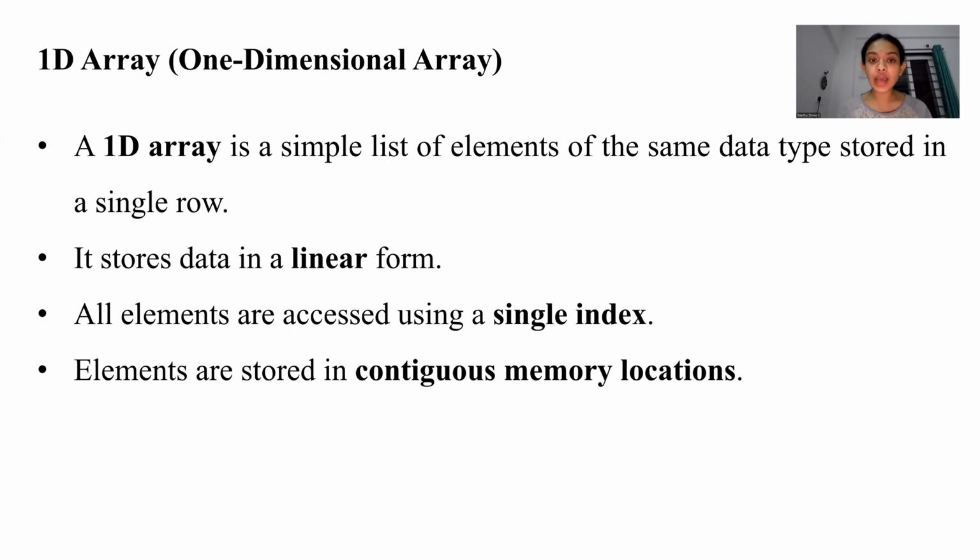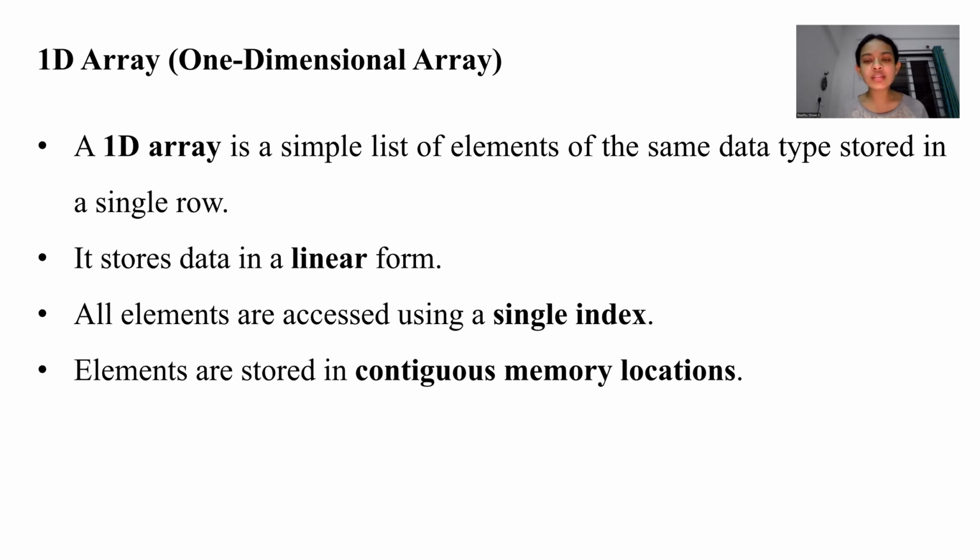A one-dimensional array is a simple list of elements of the same data type stored in a single row. It stores data in a linear form. In data structures, you can store data in a linear form and also in a non-linear form. Arrays, stacks and queues store the data in the linear form. So a 1D array is such where data is stored in the linear form.